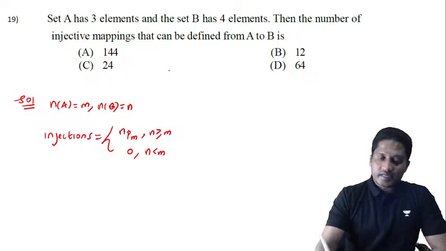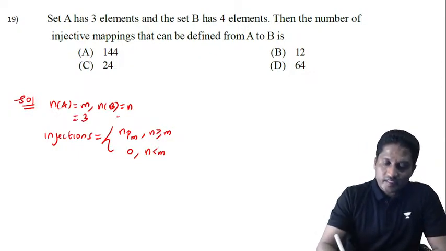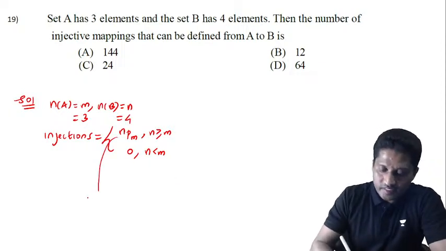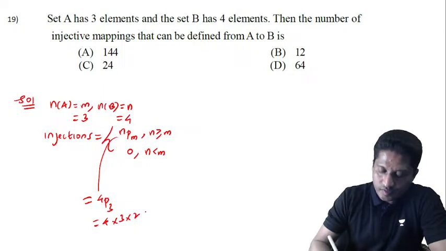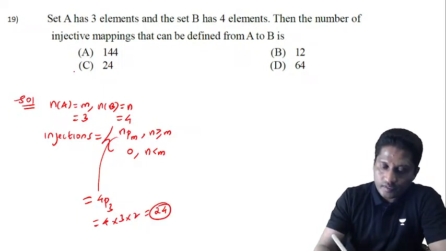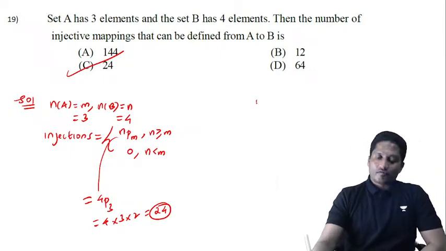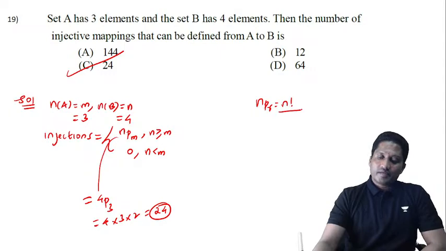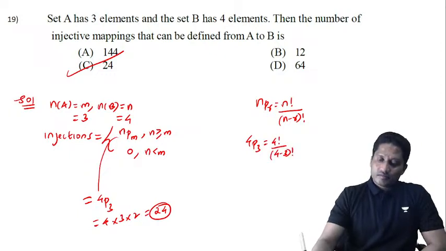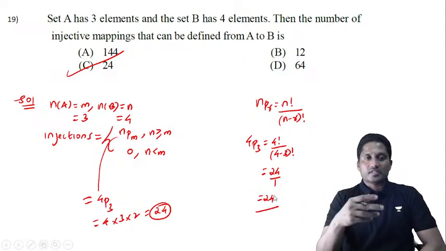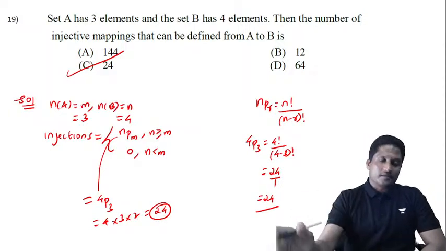Now, according to the question, set A has 3 elements and set B has 4 elements. The total number of one to one functions is npm because n is more than m, so 4p3. 4p3 is 4 into 3 into 2, which is equal to 24. Answer is 24. Or use the formula npr is equal to n factorial by n minus r factorial. 4p3 is 4 factorial by 4 minus 3 factorial. 4 factorial is 24, denominator 1, so you get 24 only. Otherwise, you just write 4p3 means write 3 consecutive numbers. Answer will be option C.